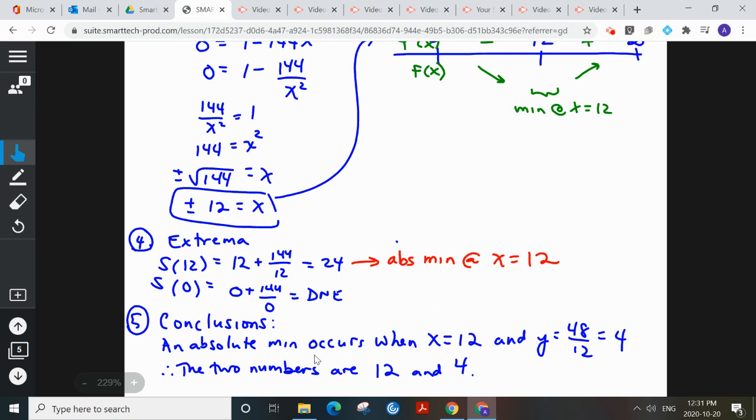And in conclusion, I just need to answer the question. They asked me to find the value of x and the value of y. So x is 12, y is 48 over 12, which is 4. So the two numbers are 12 and 4.